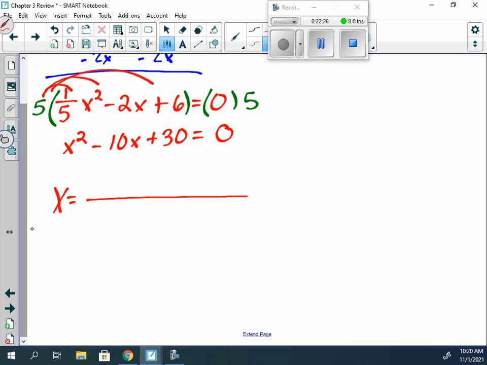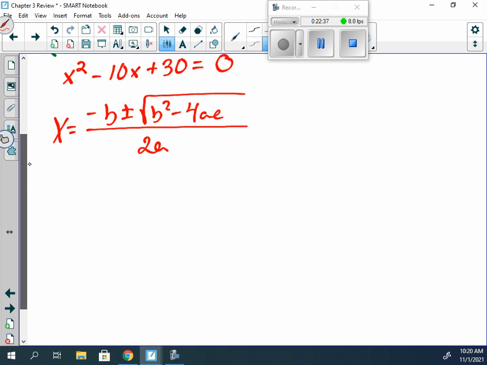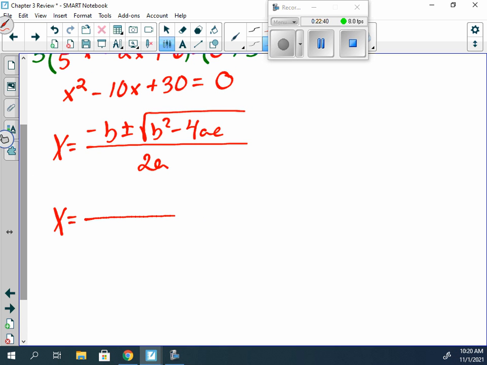Why don't we just use the quadratic formula? Negative b plus or minus the square root of b squared minus 4ac, all over 2a. So negative b, well, b is negative 10, so negative b is just positive 10. Inside the square root, we'll have negative 10 squared minus 4 times 1 times 30. All over 2a, well, a is 1. 2 times 1 is 2.